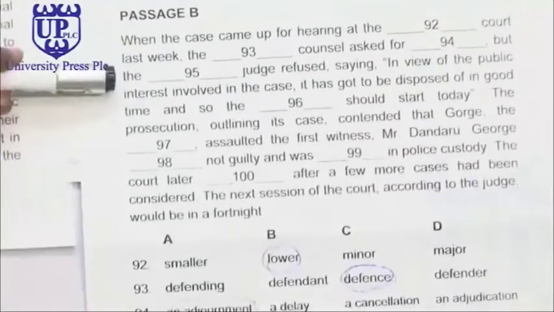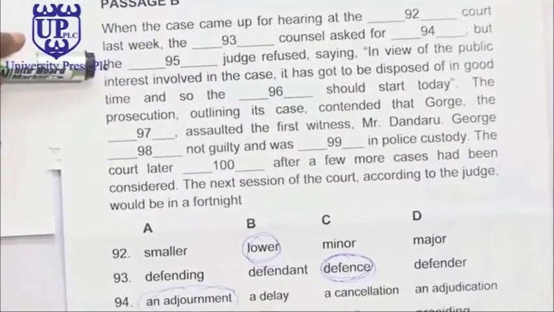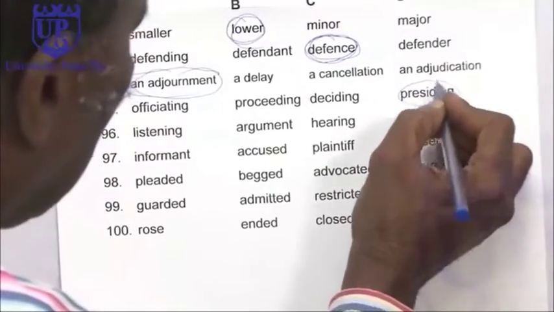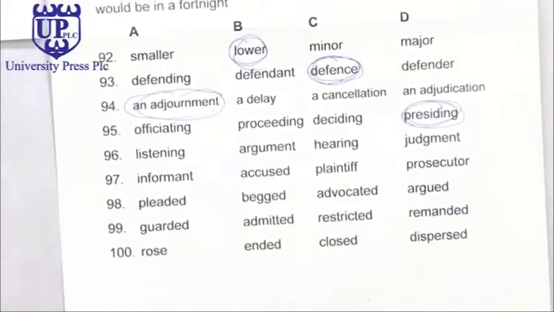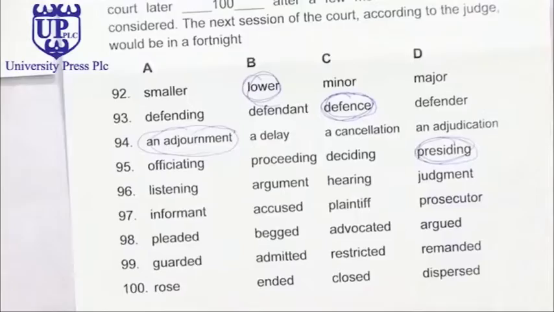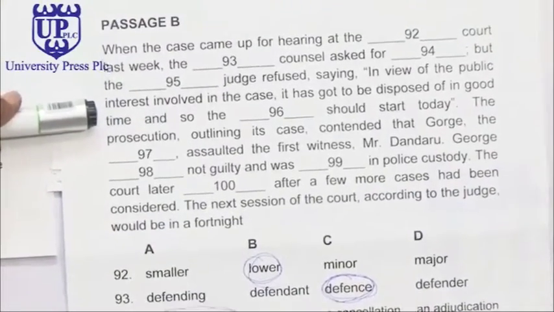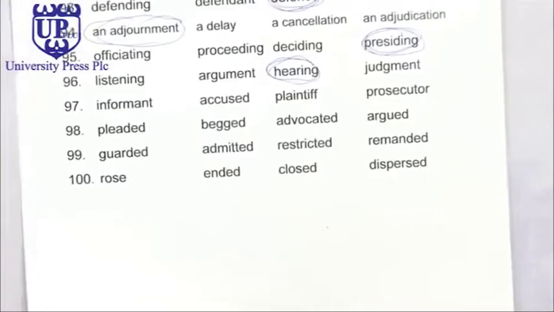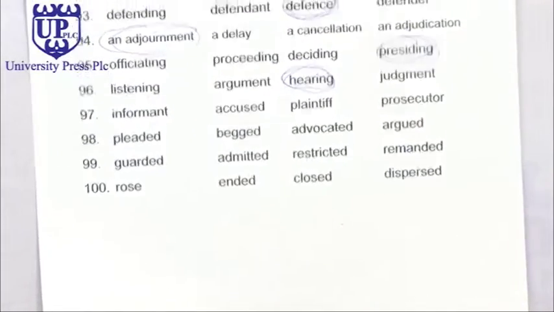Right. But the dash judge refused. The presiding judge, talk about presiding judge, refused, saying in view of the public interest involved in the case, that it's going to be disposed of in good time, and so the dash should start today. The what? Talk about the hearing. Hearing must start today.